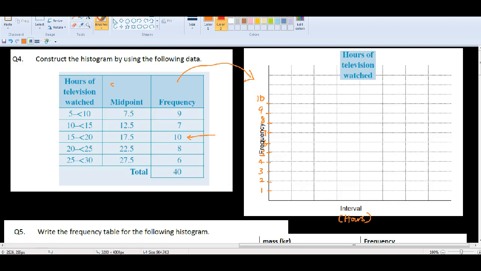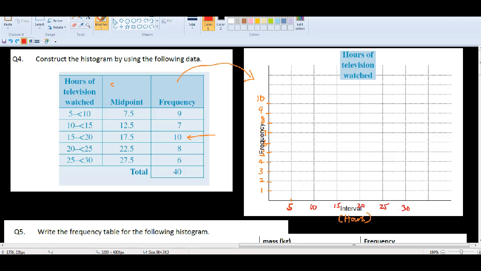So where should our first bar be? First bar should be 1 unit away from that frequency axis. So it should be 5 to 10. Let's write that, 5 to 10. And 10 to 15, 20, 25, 30. Okay, no 35, actually 30.